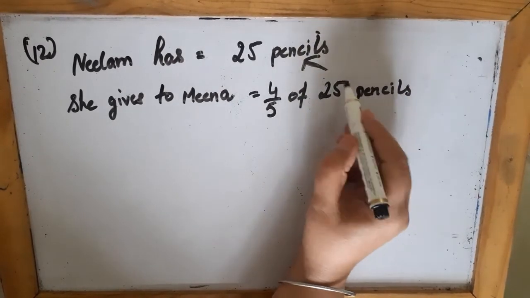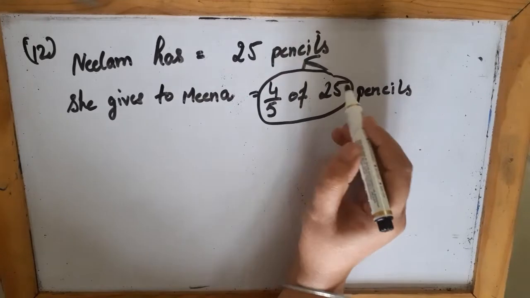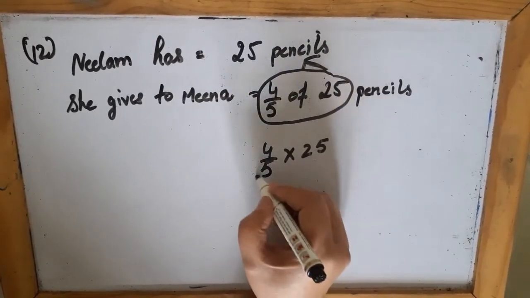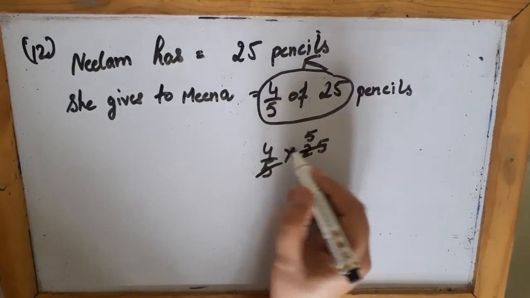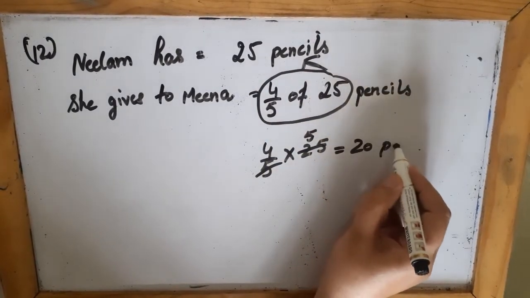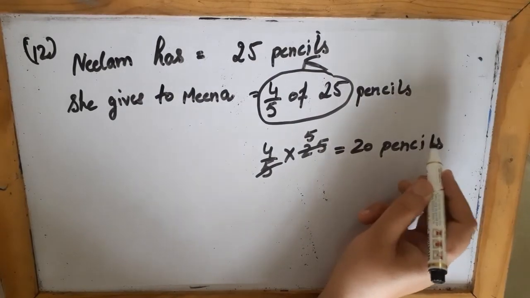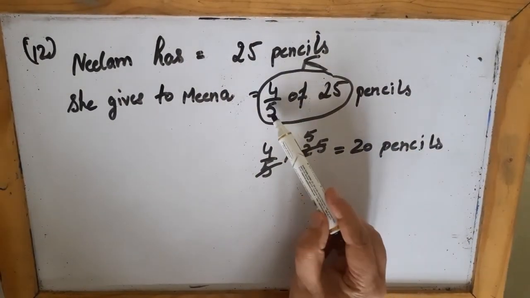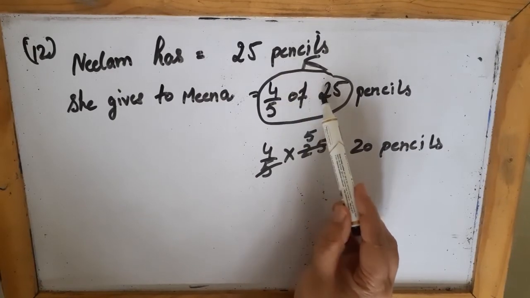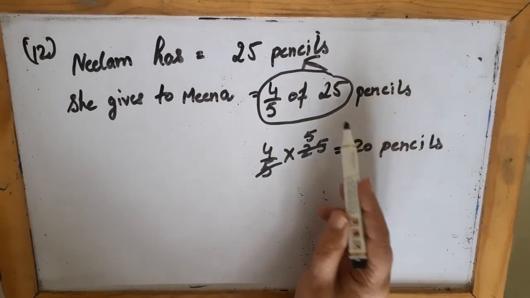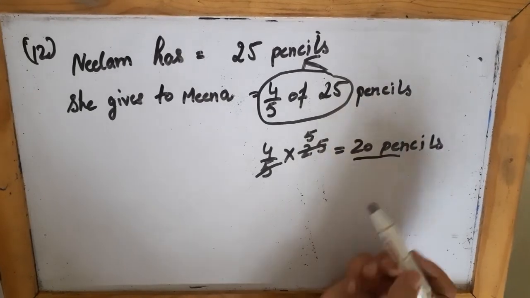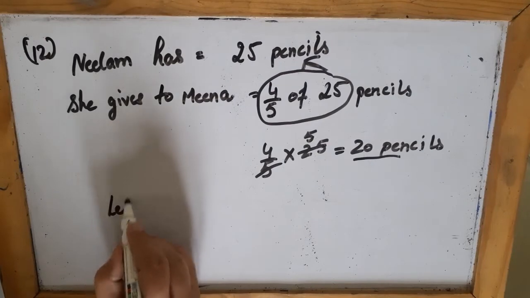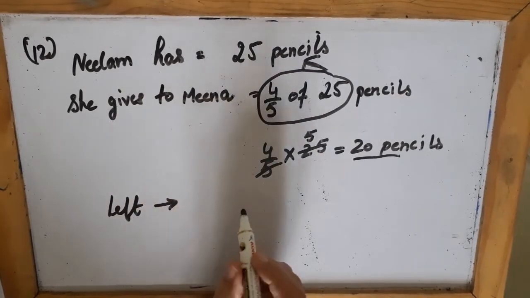Now in the previous question I told you how to solve this. So 4 by 5 multiplied by 25 means 5 fives are 25, 5 fours are 20 pencils. So how many pencils has she given to Meena? She has given 4/5 of 25 pencils to Meena, which comes to 20 pencils. So she has given 20 pencils to Meena, and they are asking you how many pencils are left with Neelam.